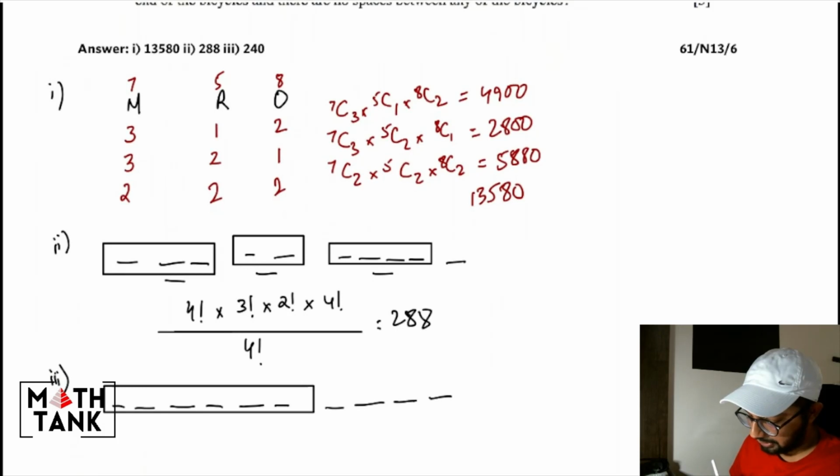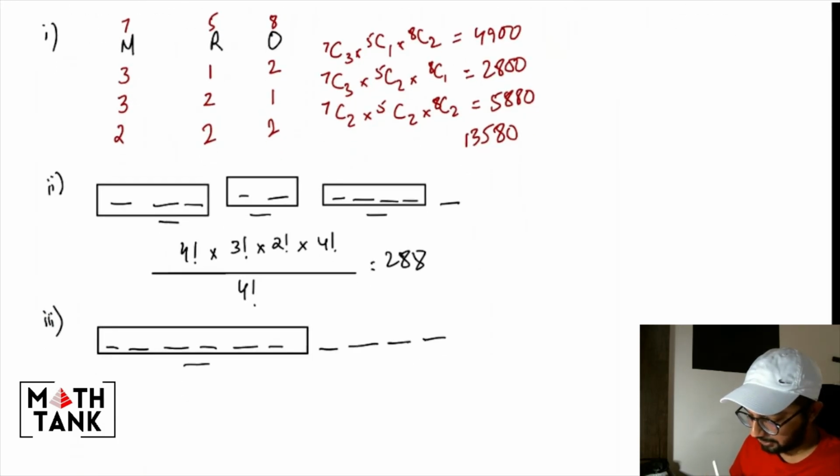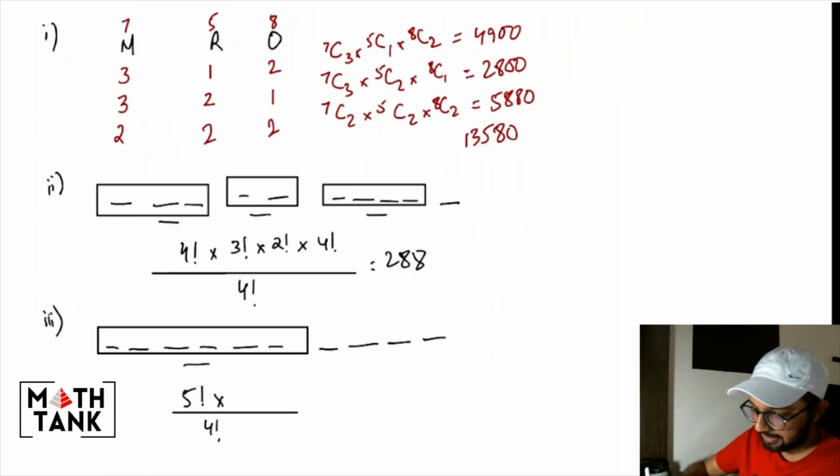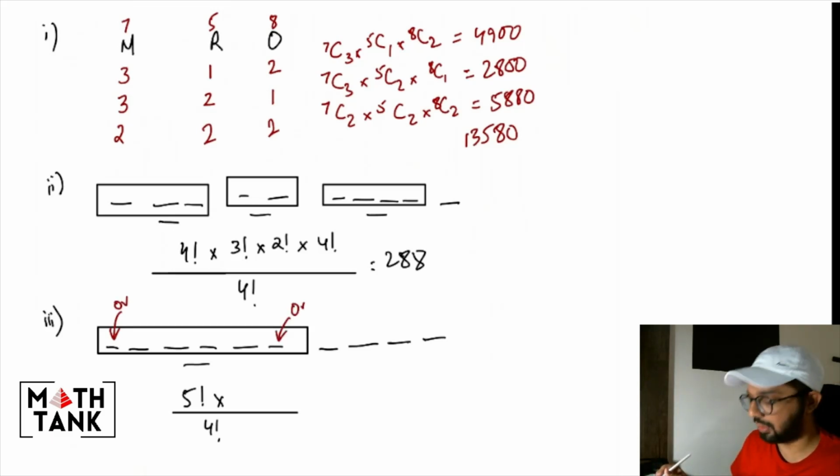So what I'm going to do is I'm going to say that this becomes 5 factorial divided by 4 factorial. Okay, what's happening inside the box is that both of these are ordinary. Now I don't know which ordinary is on the first one and which ordinary is on the last one, so I'm going to say that that's 2C1 into 1C1. I'm filling out the dashes. 2C1 for the first dash, one of the ordinary bicycles comes up there and the other ordinary bicycle comes up at the other end.